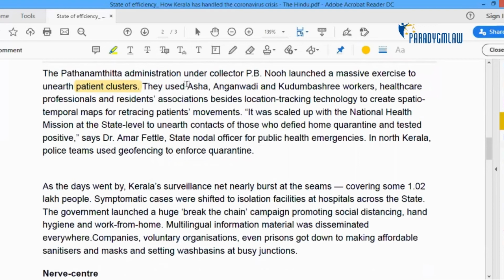So here we have the state government using ASHA workers. These are voluntary women organizations at the village level. And the Anganwadi, which is for pre-school children, and the Kudumbashree workers is for women who are employed in small scale industries.